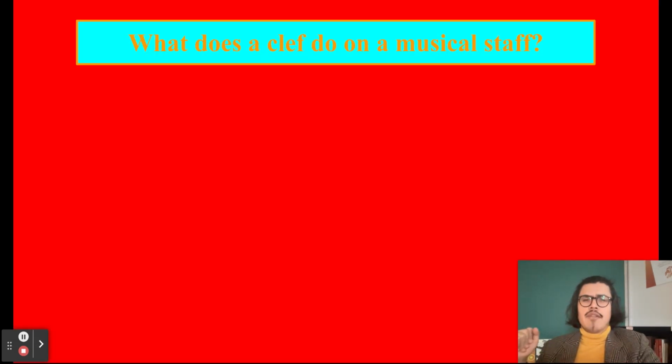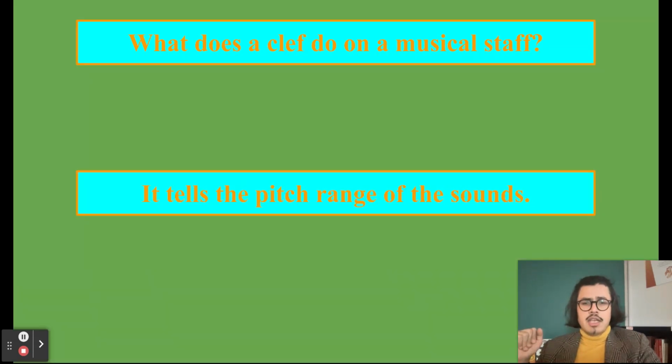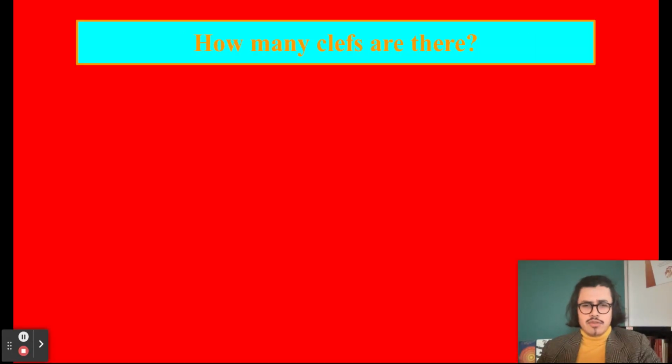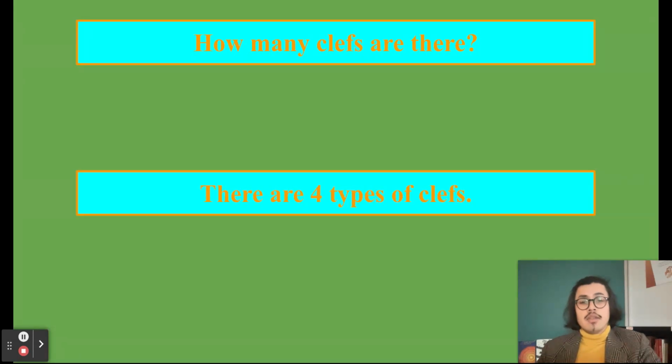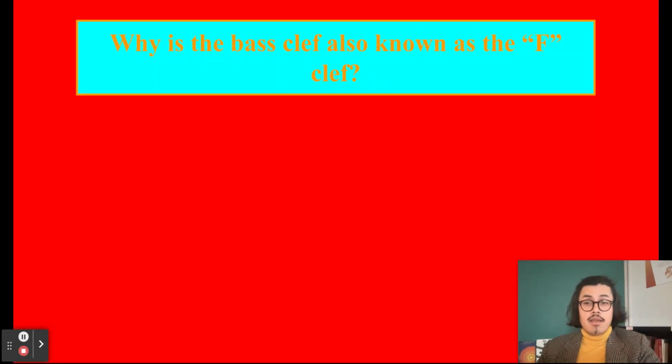So, what does a clef do on a musical staff again? Correct. It tells the pitch range of the sounds. How many clefs are there? Or how many did we cover today? There are four types of clef. Two of those are really the same one in a different place of the staff, which is the C clef, by the way. And why is the bass clef also known as the F clef?